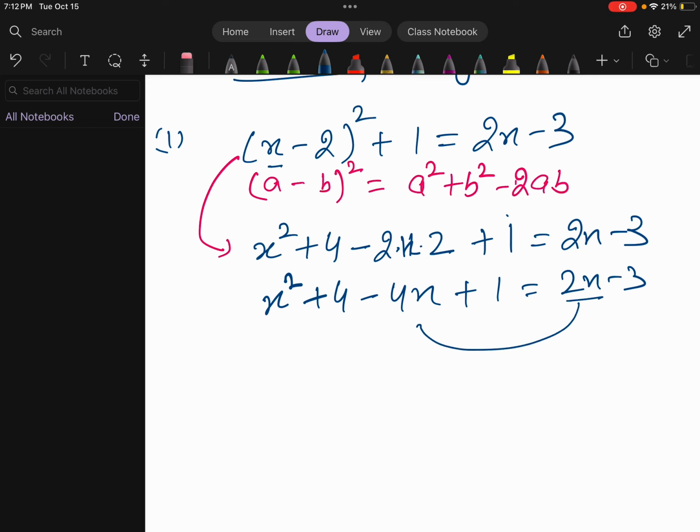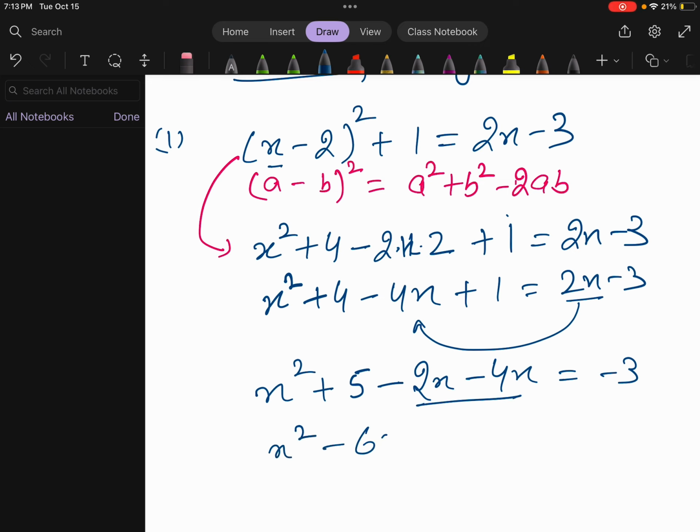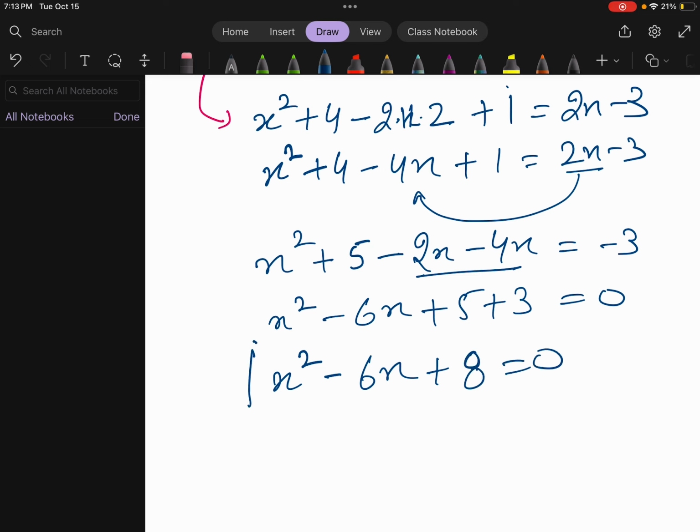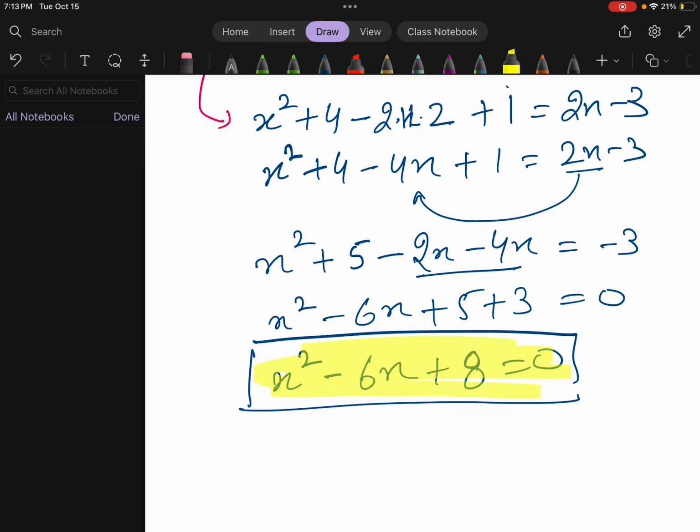So we will bring this 2x here. So this is equal to x square plus 5 minus 6x, minus 2x minus 4x is equal to minus 3. So x square minus 6x plus 5. This 3 we will bring here, so it will be plus 3, equal to 0. When we solve this, x square minus 6x plus 8 is equal to 0.